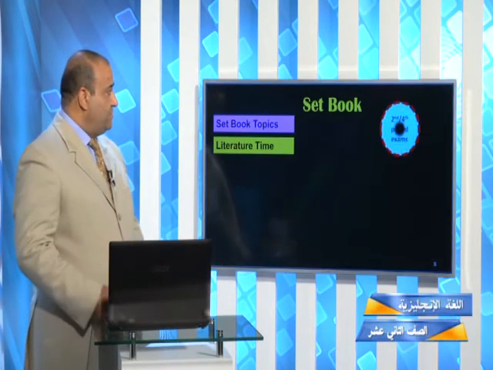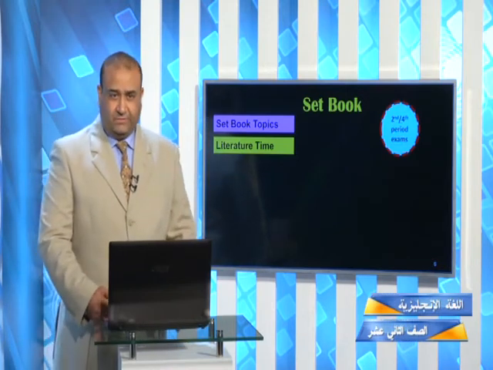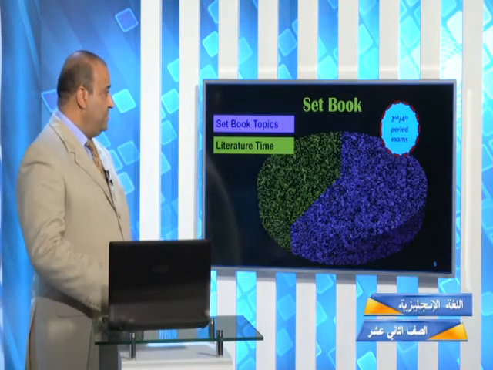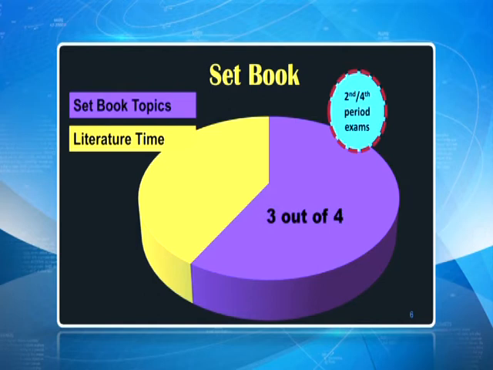Now what about the second and the fourth periods? In the second and the fourth period, you will have to answer 3 out of 4 questions. There is 1 extra question. On the other hand, for literature time, you are going to answer only 1 question out of 2 questions. Then you have 1 extra question.